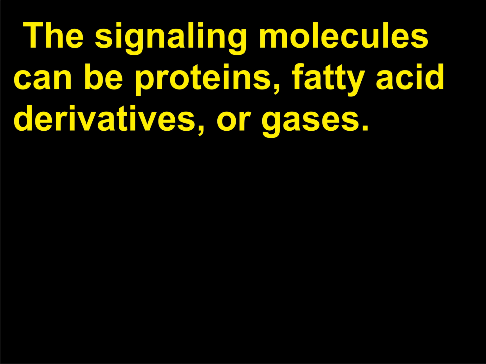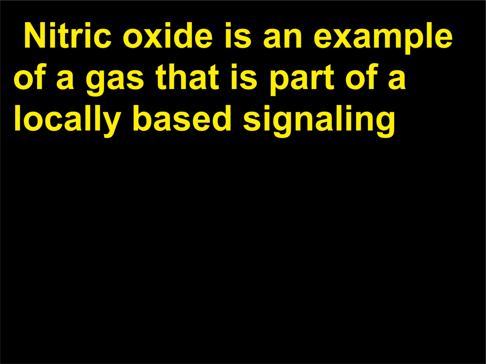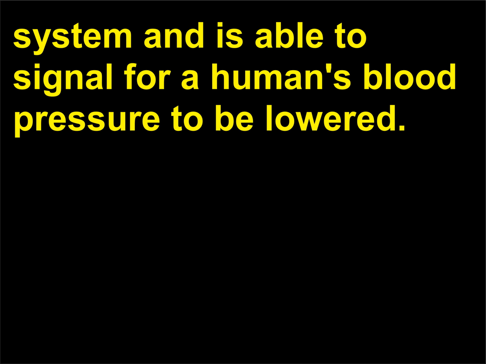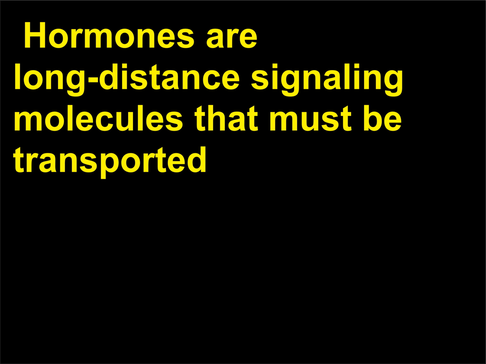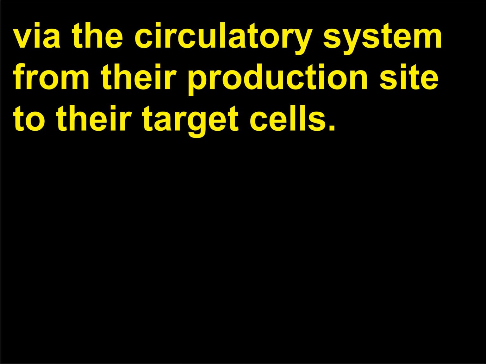The signaling molecules can be proteins, fatty acid derivatives, or gases. Nitric oxide is an example of a gas that is part of a locally based signaling system and is able to signal for a human's blood pressure to be lowered. Hormones are long-distance signaling molecules that must be transported via the circulatory system from their production site to their target cells.